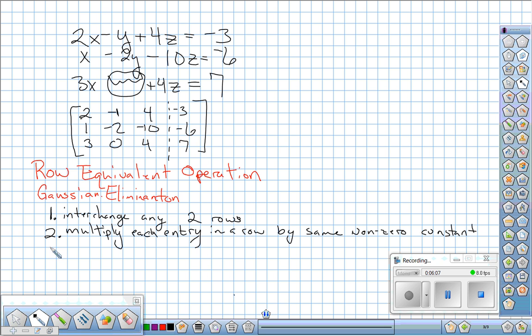And my third rule is I can add a non-zero multiple of one row to another. So basically I can add those rows together. Add a non-zero multiple of one row to another.